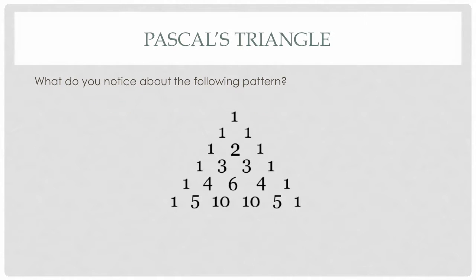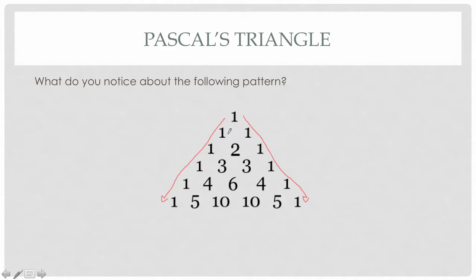What do you notice about the following pattern in this triangle? Start with 1, then we have 1, 1, then 1, 2, 1, 1, 3, 3, 1, 1, 4, 6, 4, 1, and so on and so forth. Do you see any patterns in what we call Pascal's triangle? Well, if you haven't seen it, the pattern is that we go down with ones on the side. Always starts with ones at the beginning and end of each row. But then after that, we add the following.